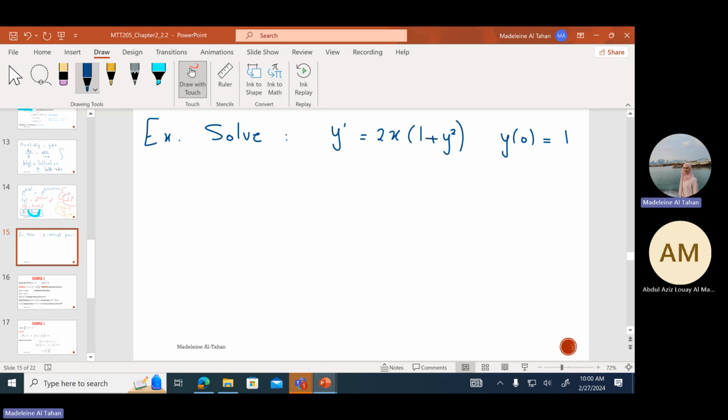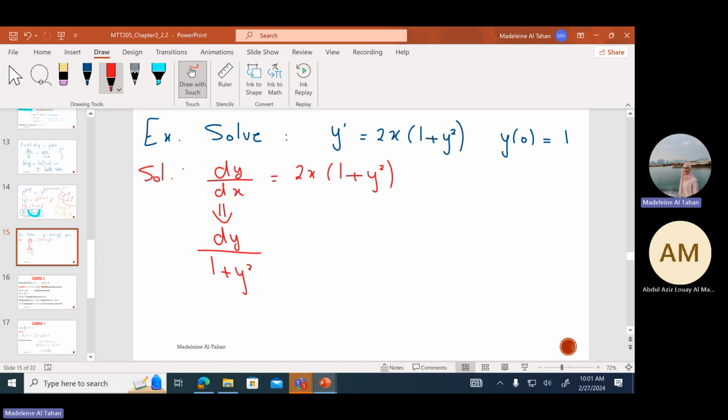What's the first statement? Y prime. Instead of it, what should we write? dy by dx. So dy by dx is equal to 2x times (1 plus y squared). Collect the y's together with dy and the x's together with dx. What will we get? 1 plus y squared goes down, right? Okay, dx, bring it to the other side. What will we get? 2x dx. It's the simplest form.